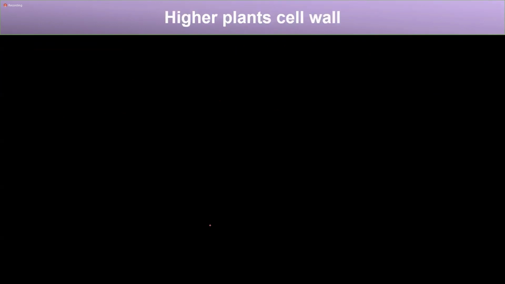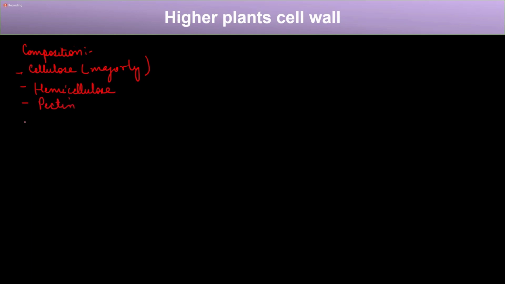Now, we'll study in detail about the cell wall of a higher plant. Okay, so we just saw the composition. If we talk about the composition, what is the composition? It comprises majorly cellulose, right? And apart from cellulose, it comprises hemicellulose. Then it comprises pectin and proteins. Okay, so this is the composition of the cell wall in the higher plants.